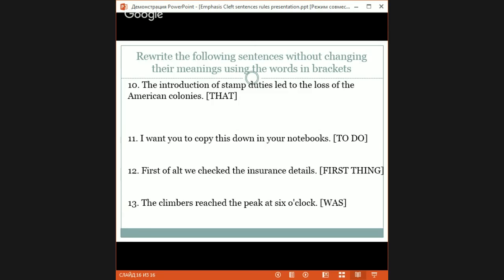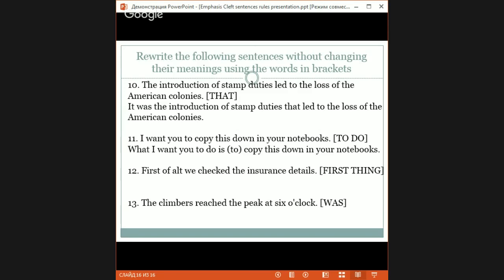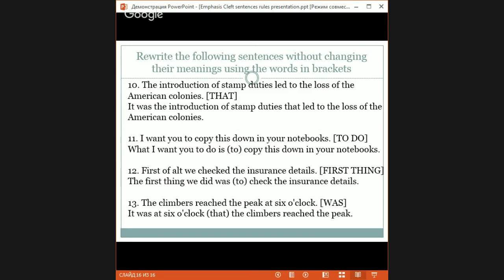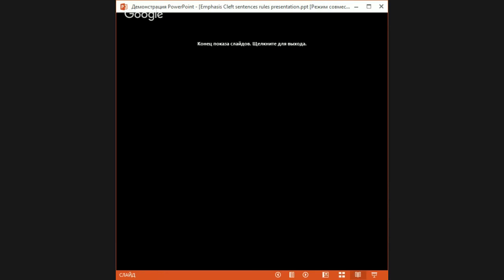What we've got here: the introduction of stamp duties led to the loss of the American colonies. It was the introduction of stamp duties that led to the loss of the American colonies. I want you to copy this down in your notebook. What I want you to do is to copy this down in your notebook. First of all, we checked the insurance details. The first thing we did was to check the insurance details. And the climbers reached the peak at 6 o'clock. It was at 6 o'clock that the climbers reached the peak. Or it was 6 o'clock when the climbers reached the peak.